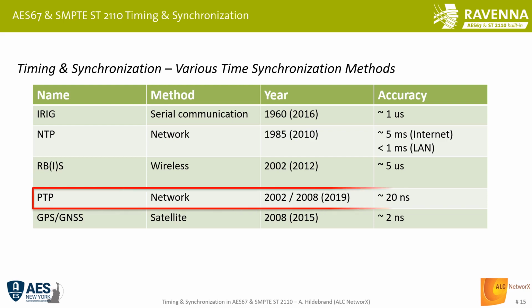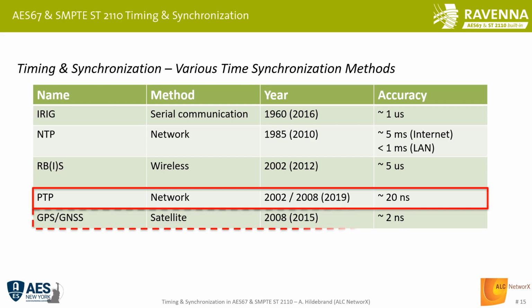All right, so let's again have a look at the table, and if we compare the table with our just defined requirements, we can see that only PTP is capable of delivering the required accuracy. Of course, any GNSS system is also capable of delivering this accuracy, but you definitely don't want to supply a GPS receiver with each individual device. So PTP, as a network-based time distribution protocol, is absolutely suitable for fulfilling our requirements.